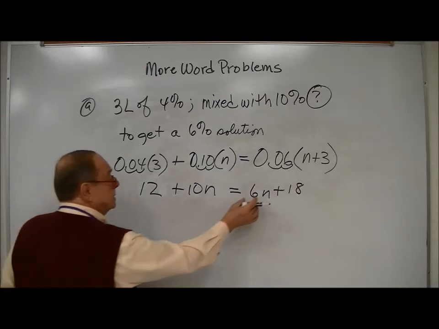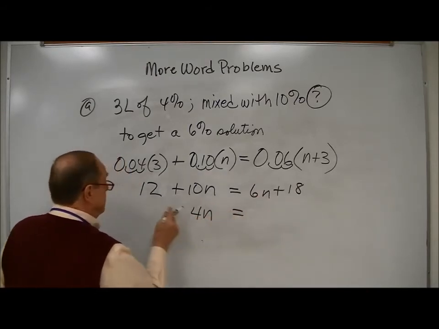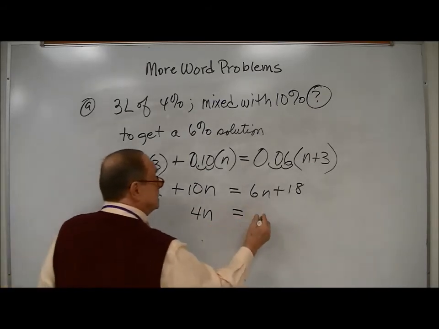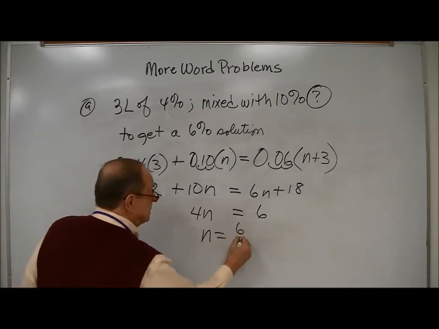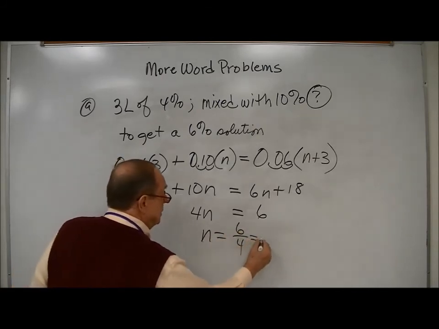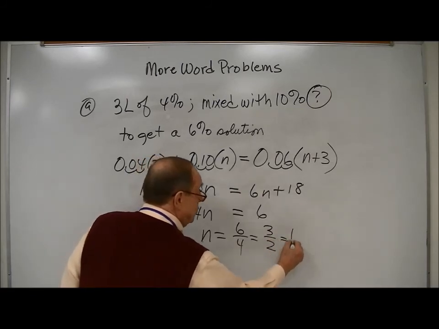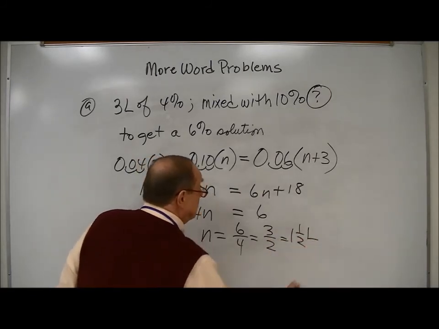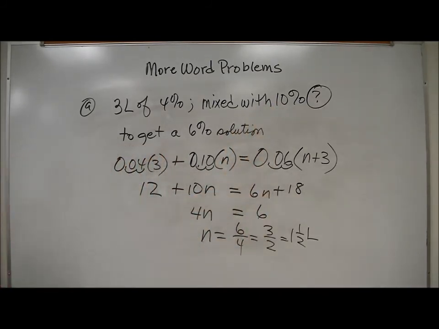We're going to subtract 6n from both sides. That leaves me with 4n. I'm going to subtract 12 from both sides. That leaves me with 6. And n equals 6/4, which is 3/2, which is 1 1/2 liters of 10%, or 1.5, of this particular substance. Okay, well, we'll wrap it up and hopefully you do well.